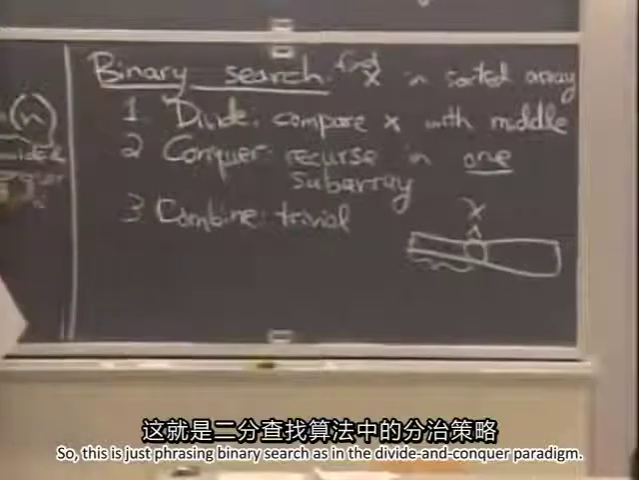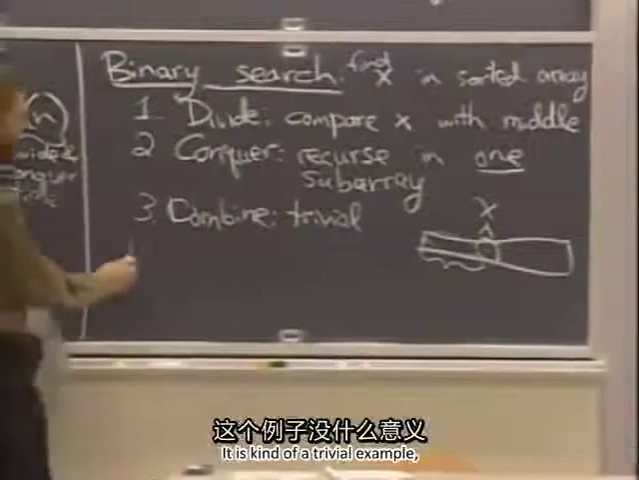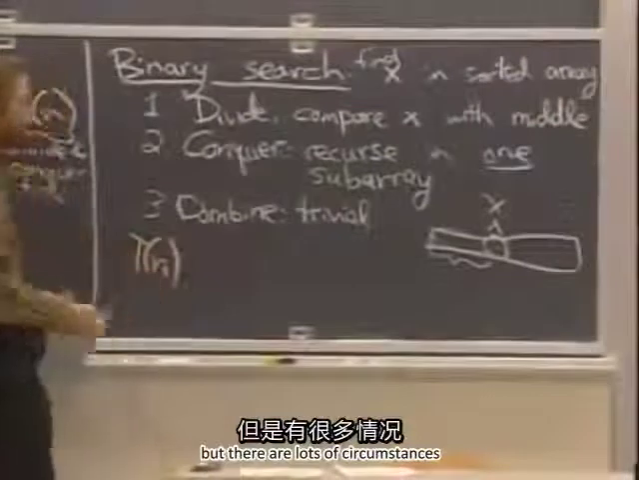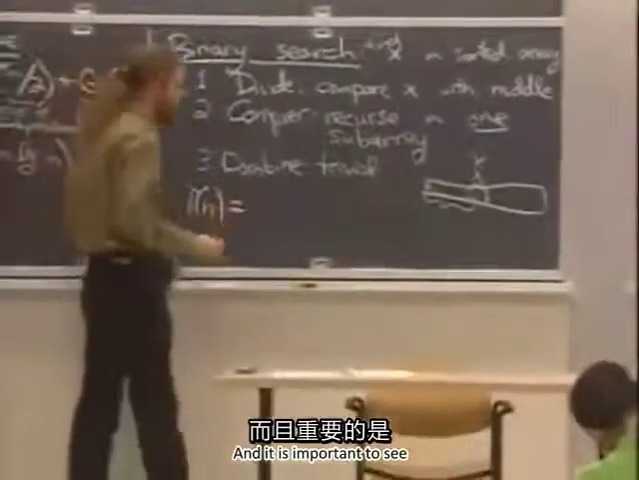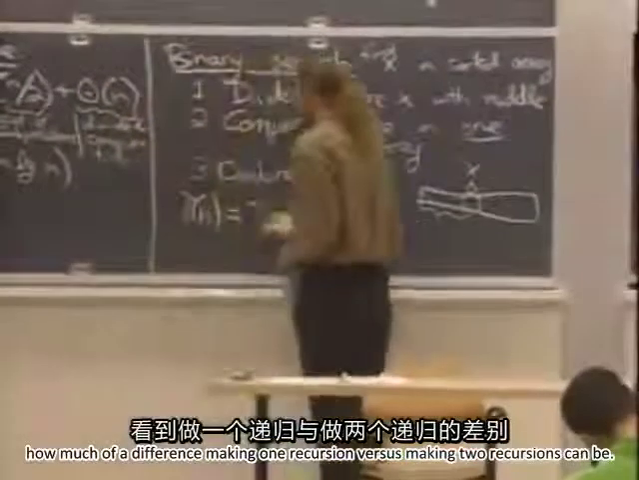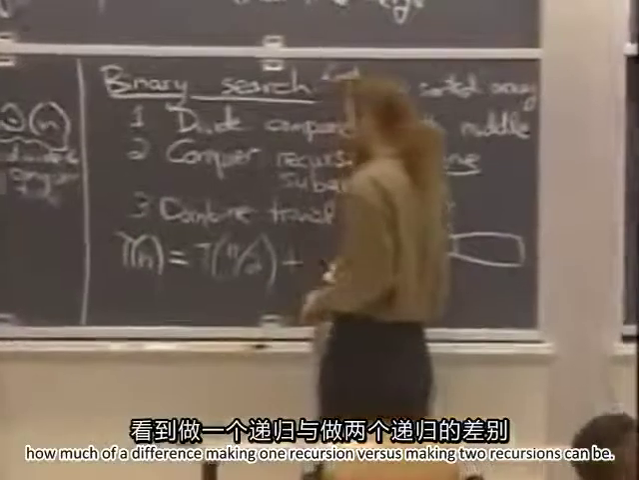So this is just phrasing binary search in the divide and conquer paradigm. It's kind of a trivial example, but there are lots of circumstances where you only need to recurse on one side. And it's important to see how much of a difference making one recursion versus making two recursions can be.